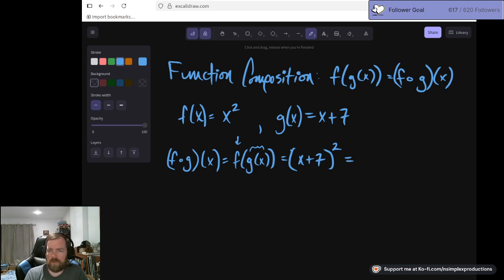Right, and that would be fine if we're mostly looking for function composition. If we need to plug in values and stuff like that, it becomes a different problem. It's fine. But in general, if you multiply this out, we're going to get x squared plus 14x plus 49.